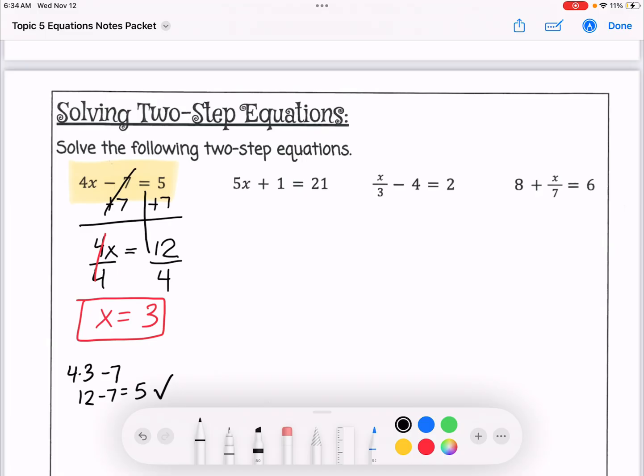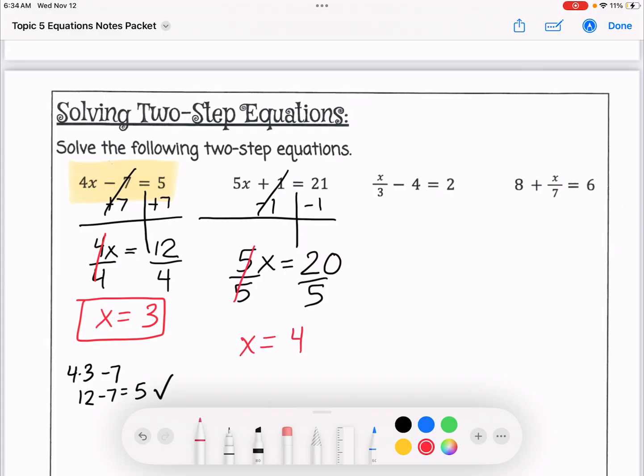Okay, I want you to pause and try the next one. If you're returning, we have to subtract 1 on both sides. I'm left with 5x equals 20. And then I divide both sides by 5. And I'm left with x equals 4. Again, if I plug it back in to check, that would be 5 times 4 plus 1. Well, yep, 5 times 4 is 20. 20 plus 1 is 21. So, yep, that works.